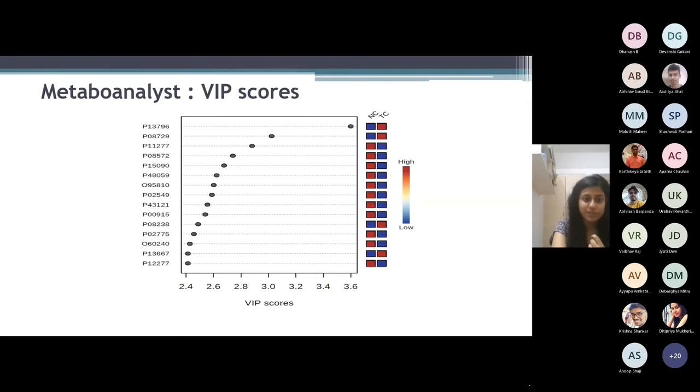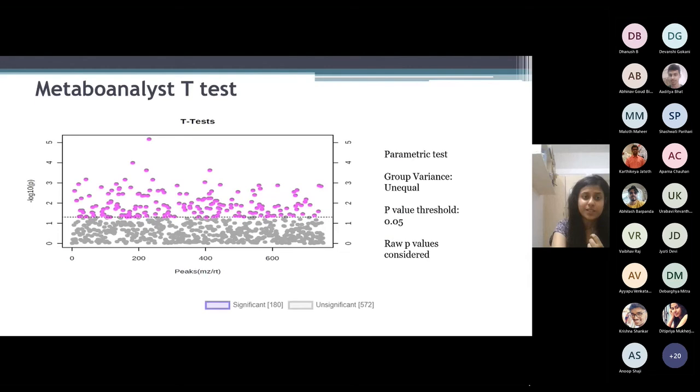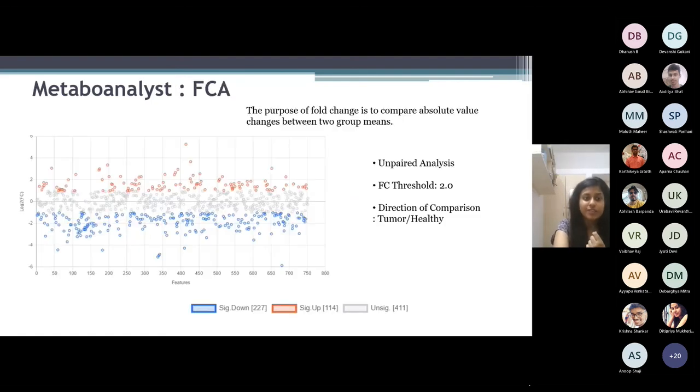After PLSDA, a t-test was carried out. It is a parametric test, the group variance was set as unequal, and a p-value threshold of 0.05 was utilized for this purpose. From this graph, we got 180 significant proteins which crossed the set p-value threshold of 0.05, but the remaining 572 proteins did not cross the set threshold and were not considered for analysis. Moving on, fold change analysis was carried out in order to understand how the proteins were being affected between the two samples, whether they were being upregulated or downregulated.